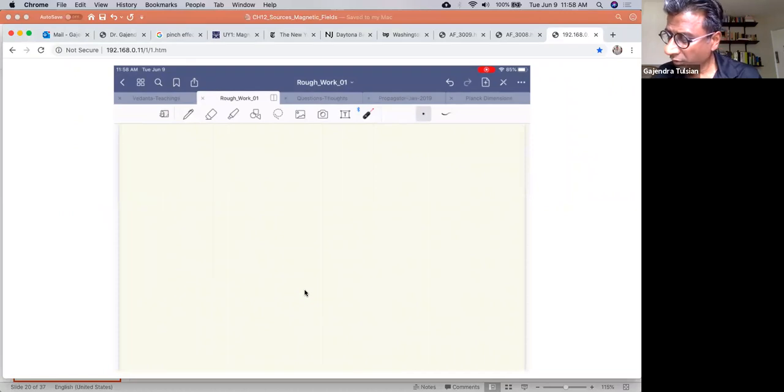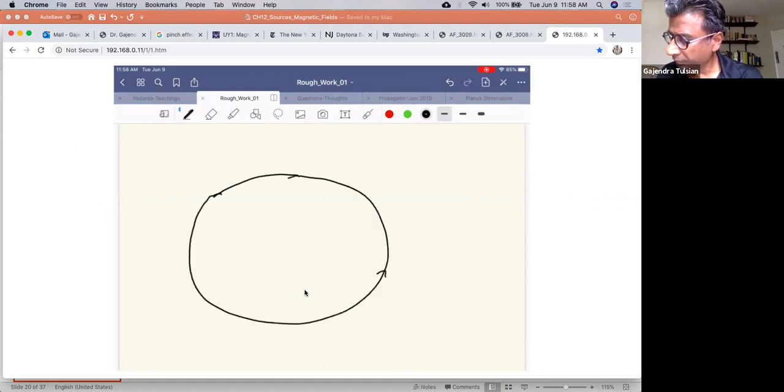Remember, if you have a magnetic field line like this, you take a positive charged particle, and this positive charge, let's see, how do I draw it?